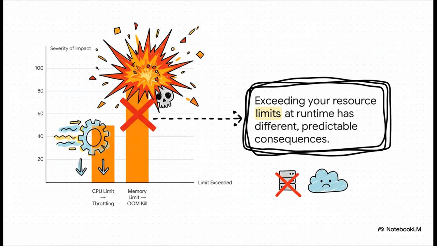Now, this slide right here is so important to understand. It shows exactly what happens if your app tries to go over its limits while it's running. If you go over your CPU limit, your app won't crash, but it will get throttled, which means higher latency. But exceeding your memory limit is way more serious. The kernel will issue an out-of-memory kill, and your pod crashes instantly.